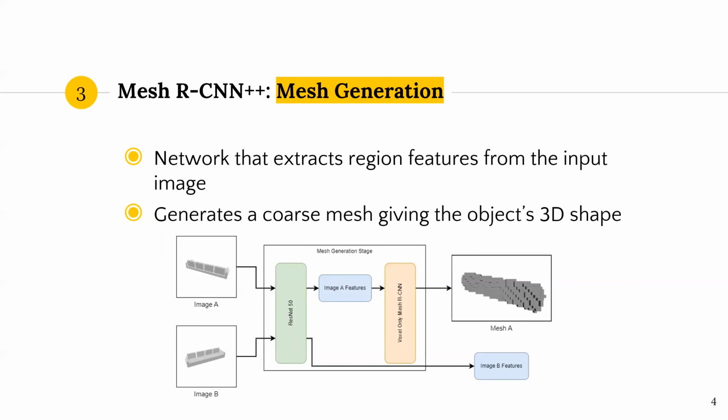The first stage of Mesh RCNN++ is mesh generation. At the core of mesh generation is a network that extracts regional features from the input image and generates a coarse mesh giving the object's rough 3D shape. Given two input images, A and B, they are first passed through ResNet 50 FPN to generate feature A and feature B. Next, feature A is passed into the voxel-only branch of Mesh RCNN to generate a coarse voxel mesh.